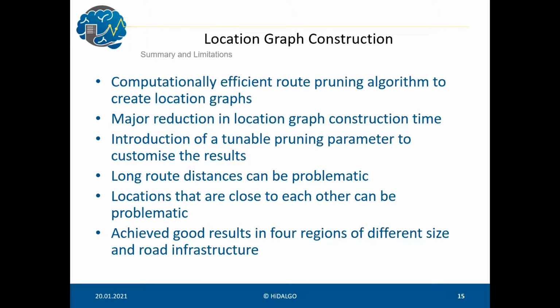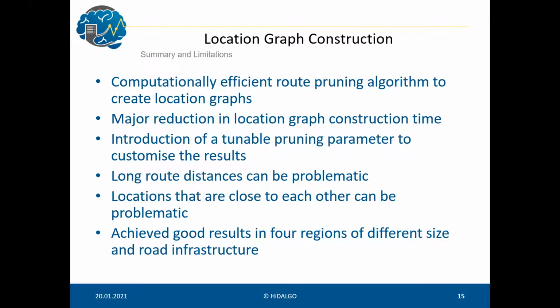To summarize, we developed a computationally very efficient route pruning algorithm to create these location graphs. We are able to reduce the location graph construction time. For instance, in the South Sudan case study, where we had 93 locations, it took several days to create the ground truth of direct driving routes. And with the algorithm, this was done in basically just 5 minutes. So we are really able to reduce this time by a lot.